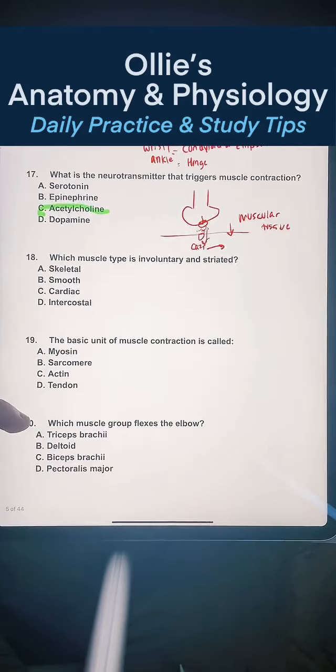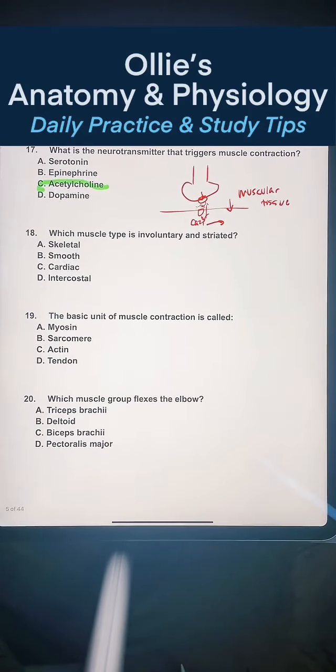But number 18, which muscle type is involuntary and striated?